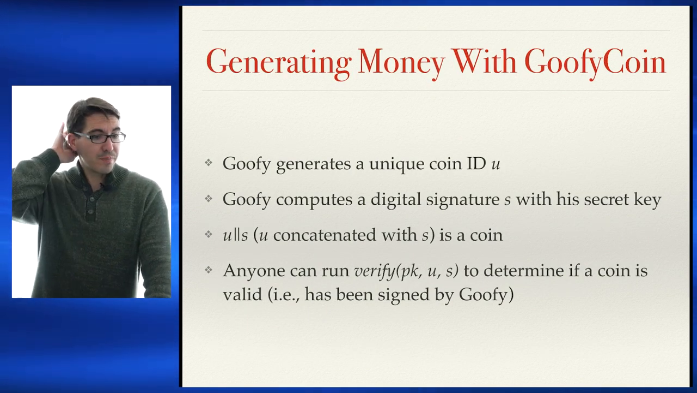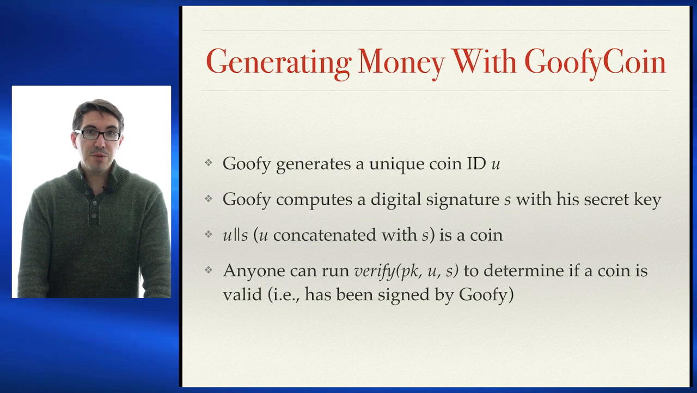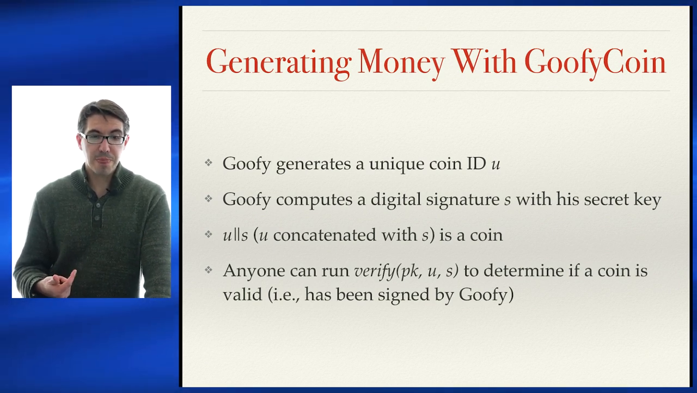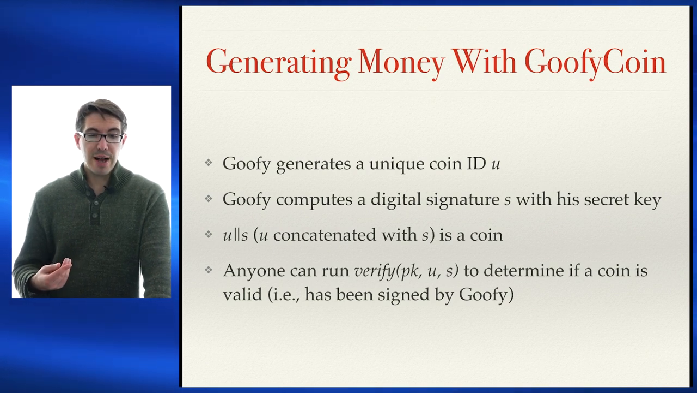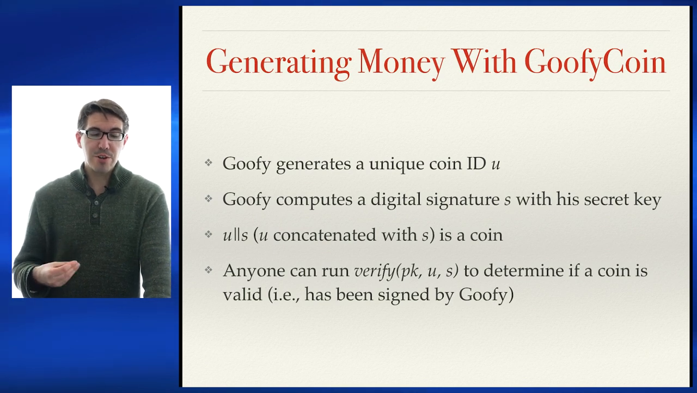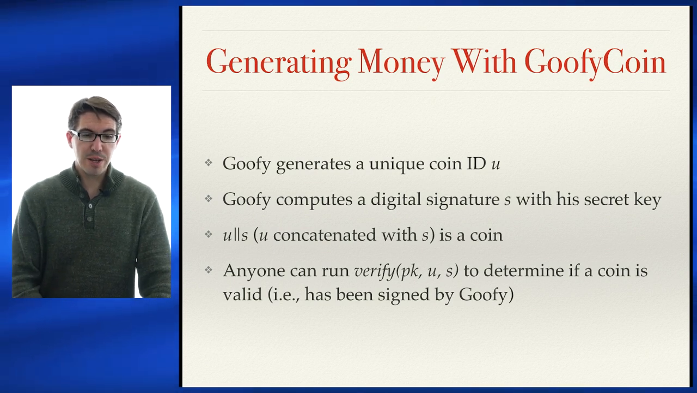So how do we generate these coins? First, Goofy generates a unique coin ID we'll call U. Then Goofy computes a digital signature S with his secret key. So we now have an ID and a digital signature of U, proving that Goofy is the one who generated it. So we now can take U and concatenate it with S, that is, combine it with S, and we now have a coin. Anyone can verify that this coin is valid using Goofy's publicly known public key. So they can run, remember, one of our primitive cryptographic operations, verify, with U and the signature to determine if a coin has actually been generated by Goofy.